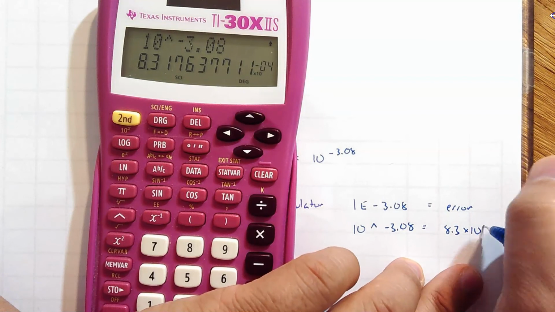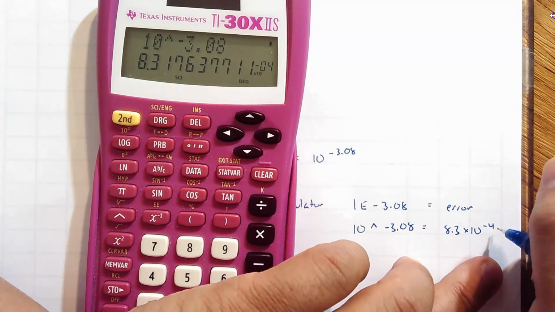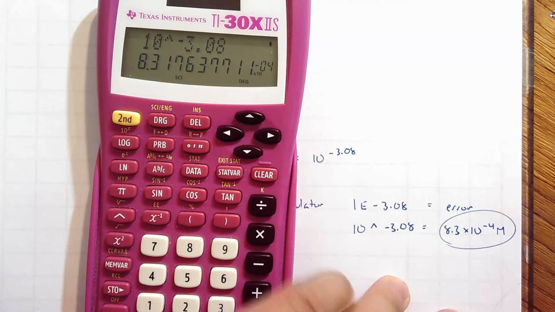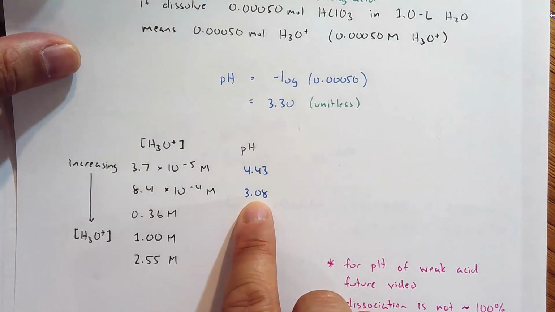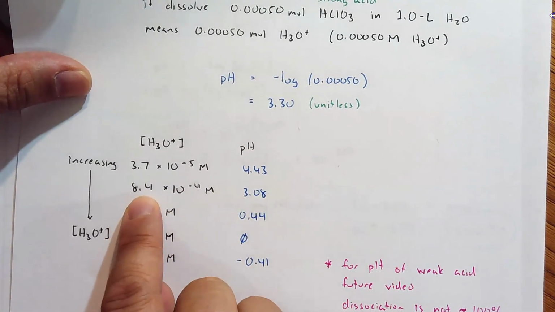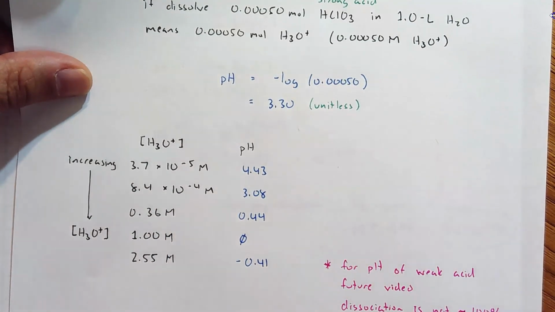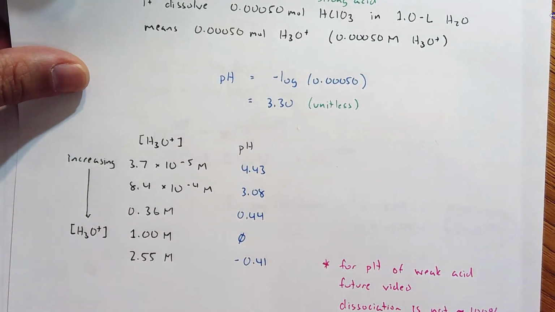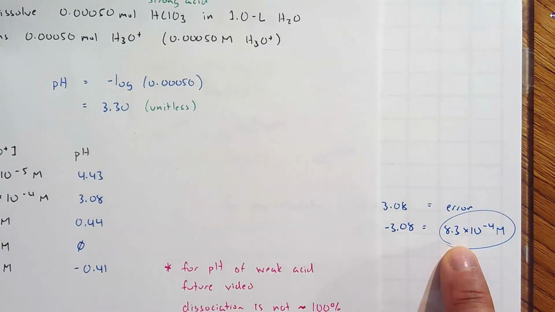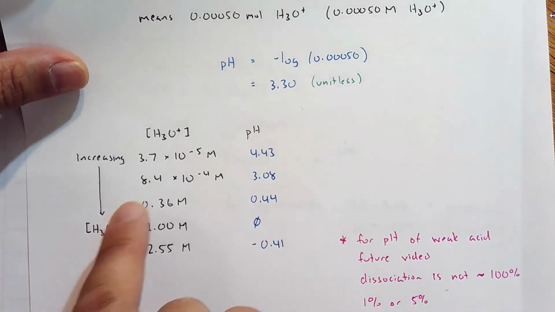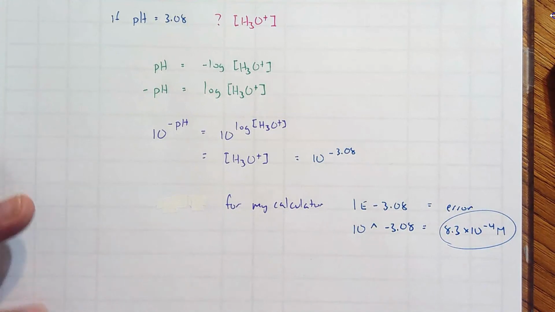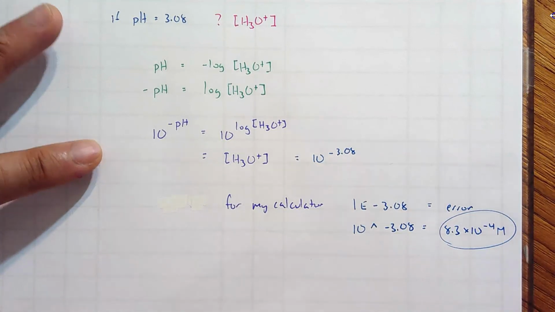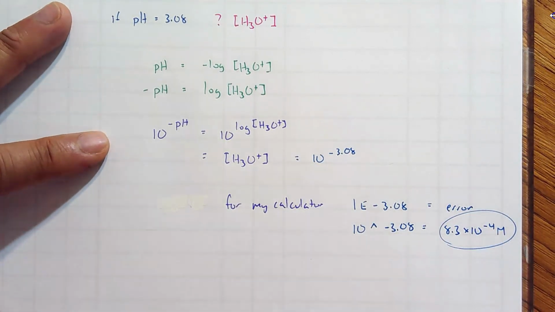Okay, so that in scientific notation is 8.3 times 10 to the minus 4. Do not forget your units. This is a molarity. This is a concentration. And we could double check. We got 3.08 when we had a concentration of 8.4 times 10 to the minus 4. So there was some rounding discrepancy. Here we have 8.3 times 10 to the minus 4. Okay, close enough. If we had more digits, we would get a more accurate answer. So that is how you calculate the concentration of the H3O plus from the pH.